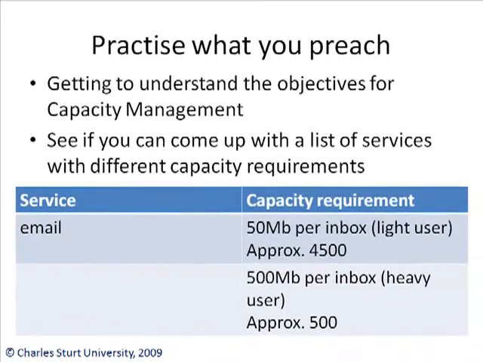Practice what you preach. Of course, it's about understanding the objectives for the process capacity management. So, see if you can come up with a list of services with different capacity requirements. Here I've got an example for the service email. We've got light users, and the light users need 50 megabytes per inbox, and we've got roughly 4,500 light users. Here we've got heavy users, and the heavy users, in marketing, they need 500 megabytes per inbox. We've got approximately 500 of them.